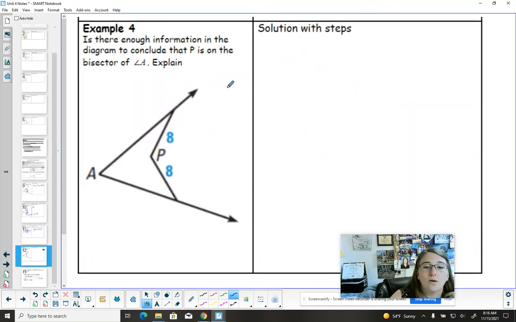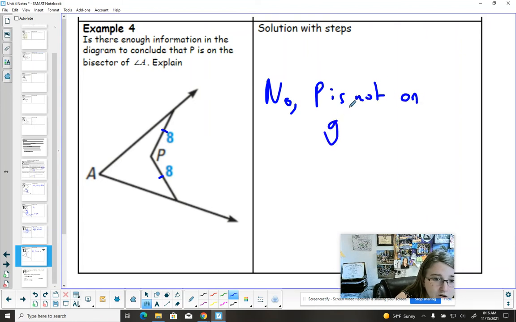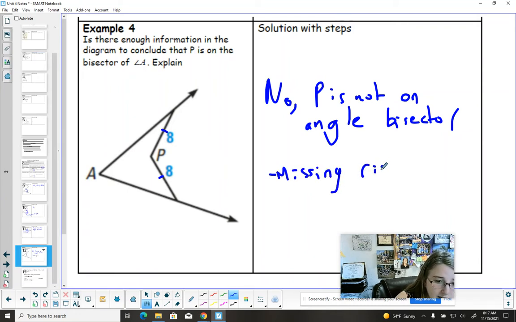Let's try one more. Once more, in order for us to say, yes, if I were to draw the angle bisector, P would lie on it, we need to have equal distances at right angles. So do we have both of those things? Well, we've got equal distances, but we do not have the right angles. So nope, P is not on the angle bisector. You're missing the right angles. If you want to make a note to yourself there, missing right angles. We do have equal distances, but not the right angles.